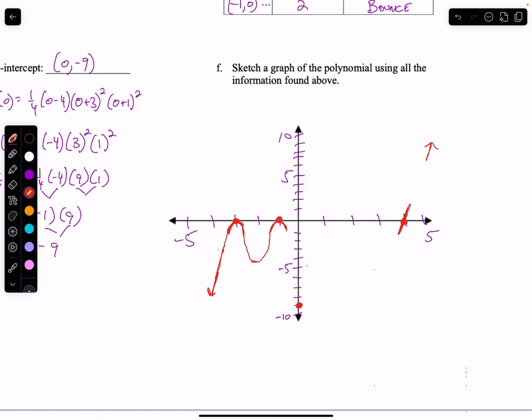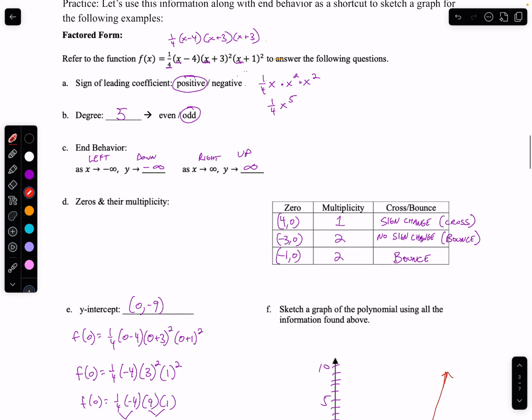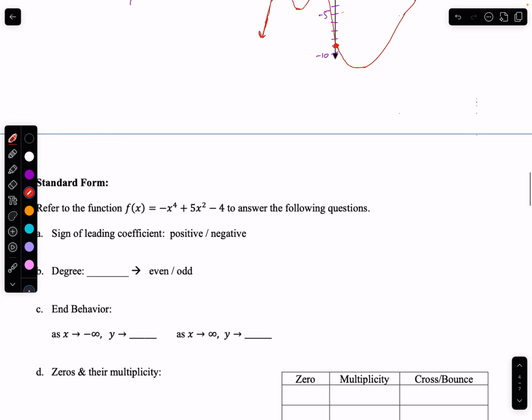We're going to go down, turn around, come back up. Bounce, come down. We've got to hit this guy and then turn back around, come up, cross straight through, and go up forever. And that's how we sketch that graph. So now you can sketch polynomials. It's a lot of information. We're going to practice, okay?